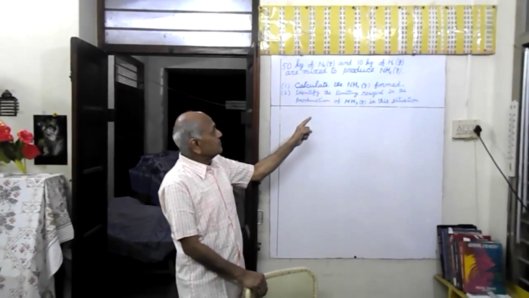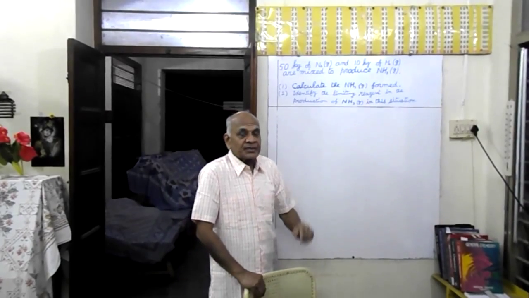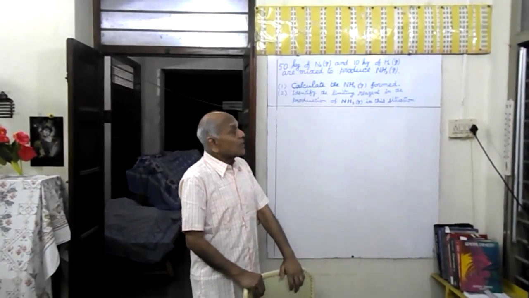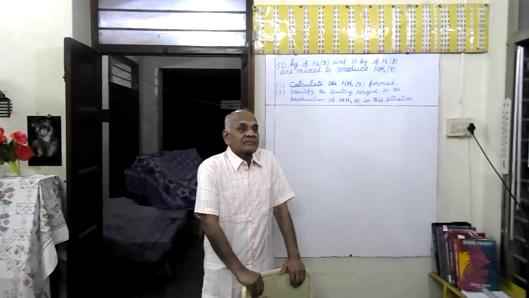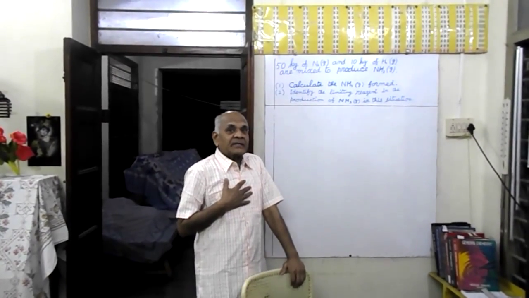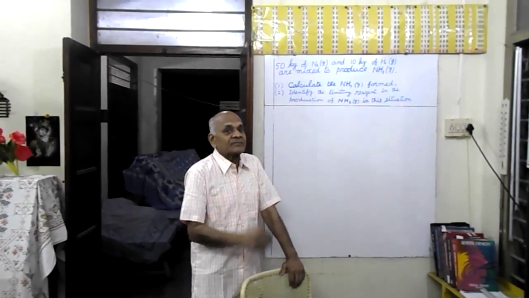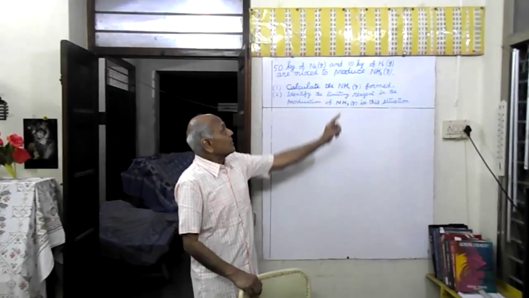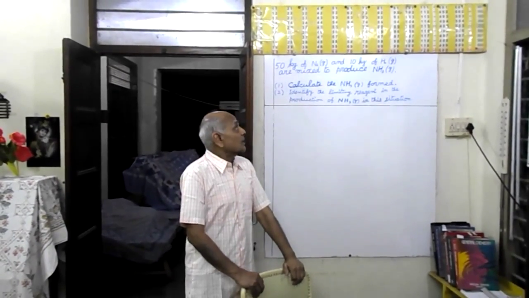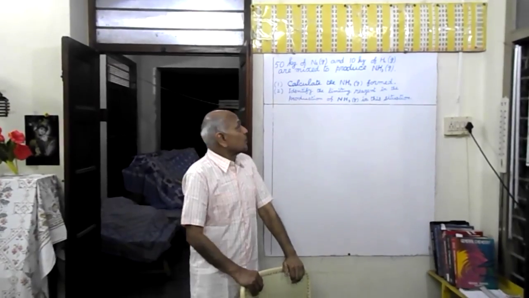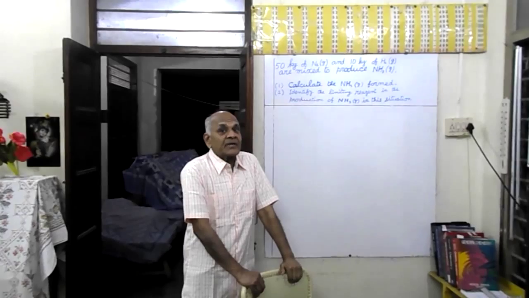There is a situation and there are two questions. What is the situation? 50 kilograms of nitrogen gas. You must slightly feel, my weight is 60 kilograms, so you have some idea of what 50 kilograms is. And then we have 10 kilograms of hydrogen gas. Both are combined to produce ammonia gas. They are going to be combined chemically.